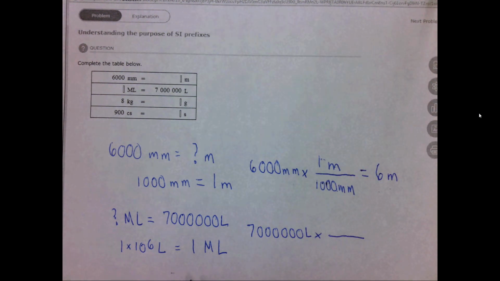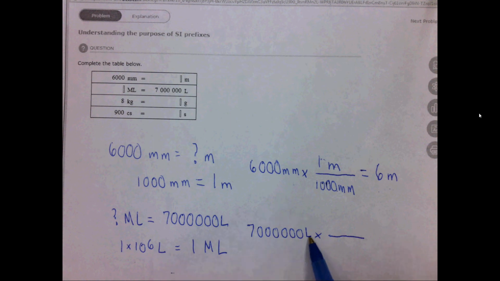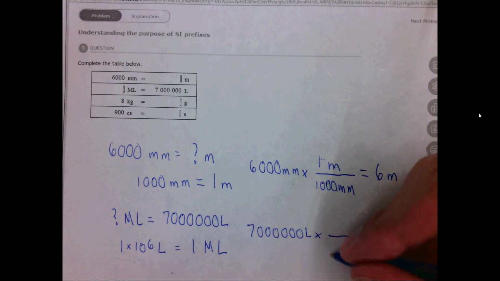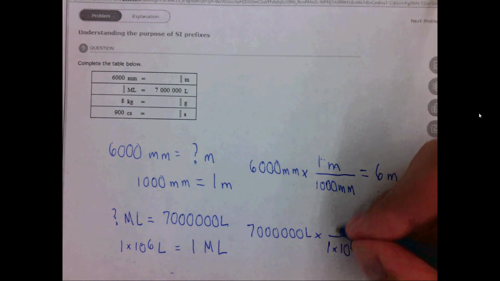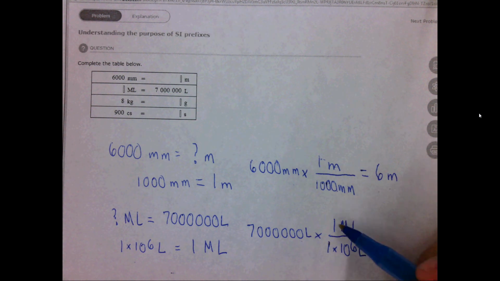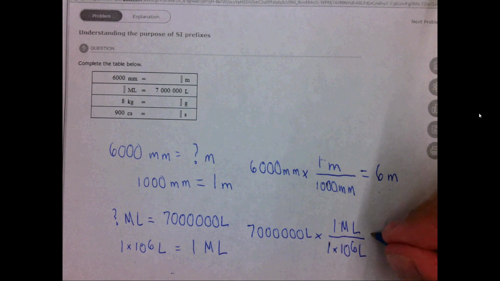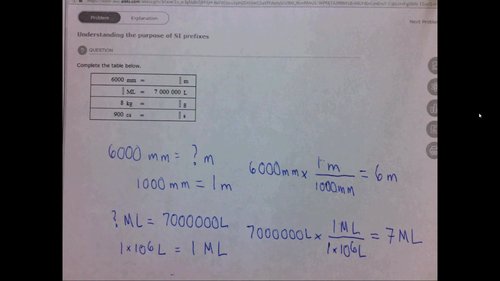We always have to decide what goes on the denominator on the bottom, and we always want the unit we're trying to get rid of on the bottom. So in this case, we have liters, we're trying to get rid of it, so we want to put 1 times 10 to the 6 liters on the bottom, 1 megaliter on the top. Multiply by the top, divide by the bottom, and in this case, you're going to find that this is 7 megaliters.